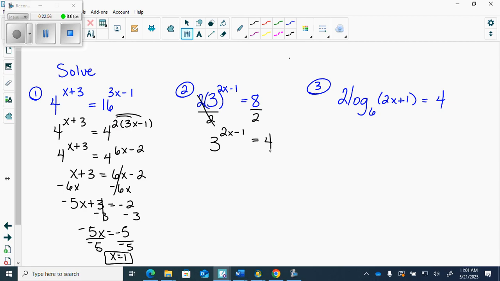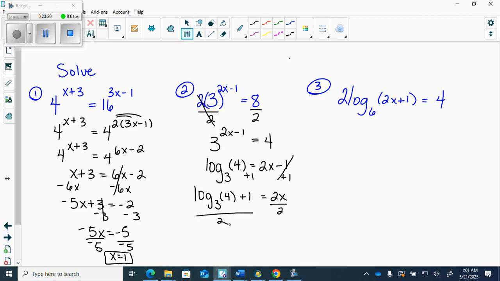Can't make common base. One exponent. What do I have to do to get that exponent to come down? Log base 10 both sides. So I'm going to get log, the base of my exponent is the base of my log, which friends doesn't stay friends, equals 2x minus 1. Add 1 to both sides. Log base 3 of 4 plus 1 equals 2x. Divide by 2, and x equals something. What does x equal? What did you guys get? 1.13? Yes. Okay. Perfect.